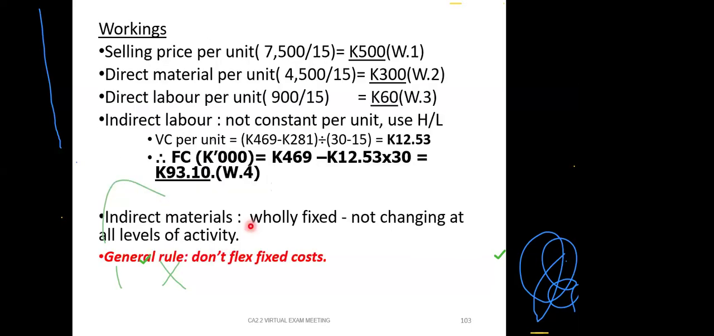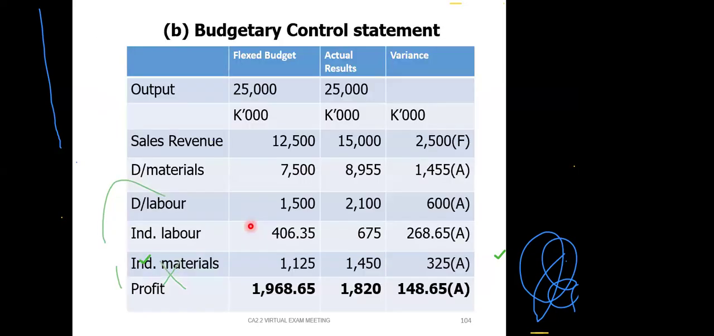So that was the budget control statement. And this one is what is said to be meaningful because you are comparing like with like. Like with like, the 25, you compare with the 25. Then that's like with like, and the variances are then said to be meaningful.